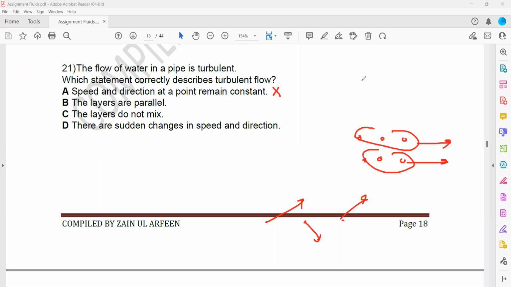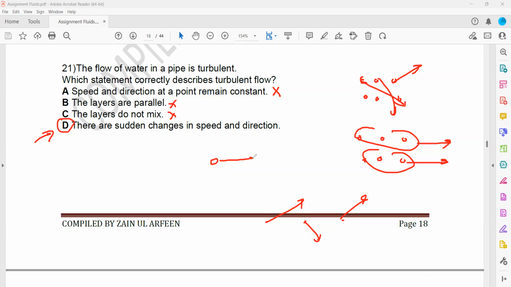But in a turbulent flow, what happens? The group, or even within the layer, the particle does not move in a straight line. It changes its direction. The layers do not mix. That is again laminar. And there is a certain change in speed and direction. That's true. So in a turbulent flow, the particle suddenly changes speed.